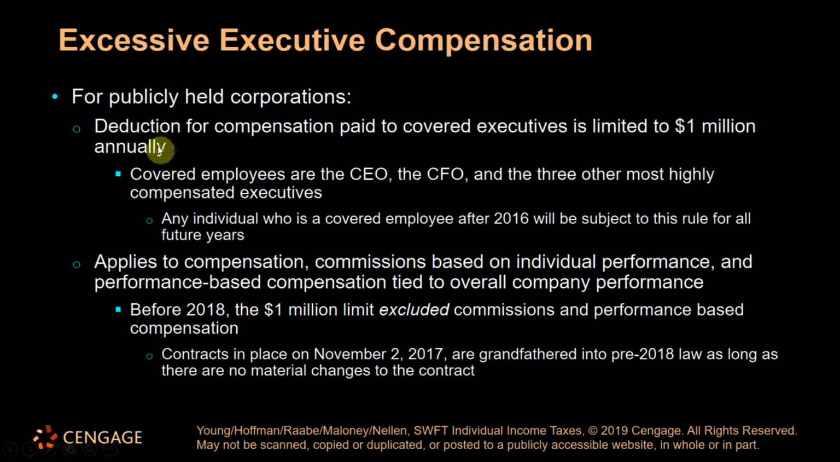If there is excessive executive compensation, so for example, if we have covered employees such as a CEO and CFO, generally the limit on that income for deductibility is $1 million. And it also now includes commissions and performance-based compensation. In the past, we excluded those elements from the executive compensation. So the IRS believes that in many cases, income of greater than $1 million annually is excessive. They do grandfather in contracts that are pre-2018, as long as there are no material changes to the contract. So that if they're in place at November 2nd, 2017, they'll be grandfathered in. Otherwise, the compensation above $1 million is considered excessive.